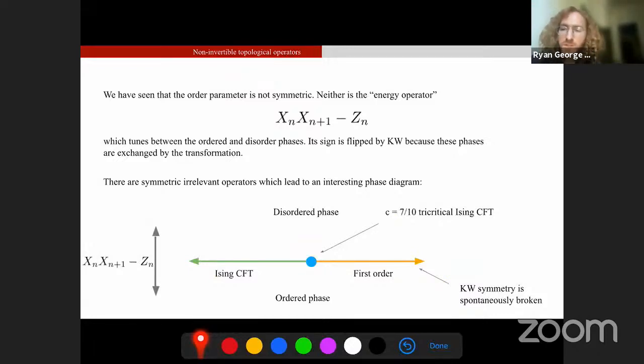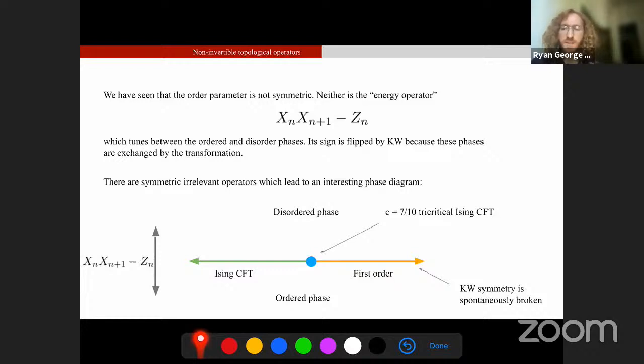And the other relevant operator in the theory is the energy operator, which here is xx minus z. This is the thing that preserves the Z2 symmetry, the product of z's. It tunes you between the ordered and disordered phase, the symmetry-preserving and the symmetry-breaking phase of the Z2. And if you think about what this Kramers-Wannier transformation does, it actually exchanges those two phases. So this operator can't be invariant, because then those phases would be invariant, right? The symmetries would be preserved along the RG flow, but they're not. So this is also not symmetric. So the Ising CFT is actually totally stable, perturbatively stable with this symmetry.